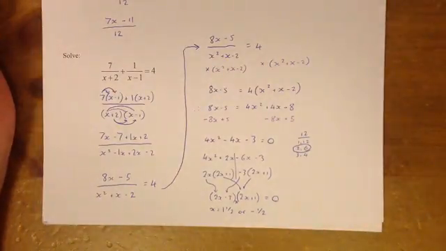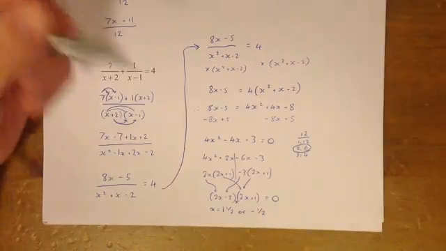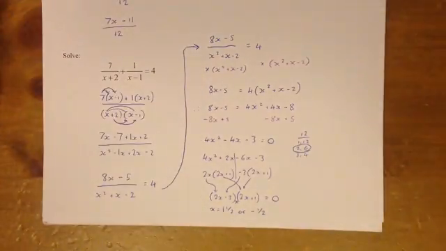So my solutions to this question are x is equal to 1.5 or x is equal to negative 1/2, and it would make sense then to substitute them back into the original question and check.